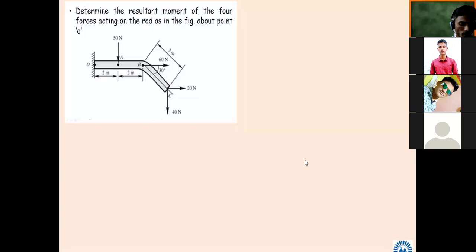Okay, so what we want to find out from this? Determine what is told here: the moment at point O. We have to find out. Total four forces are applied on this object. Which are they? First one is 50 Newton force at point A. Then 60 Newton force at point B. Then 20 Newton and 40 Newton respectively at point C. So just draw this diagram and see carefully how it can be found out.